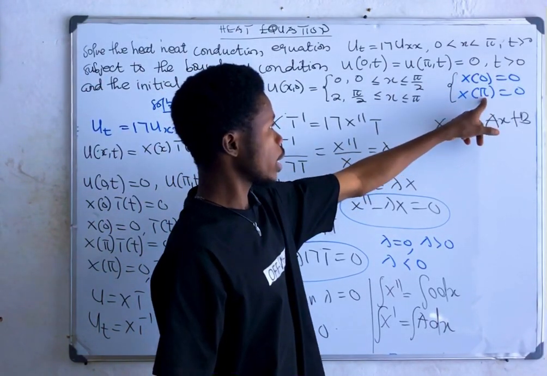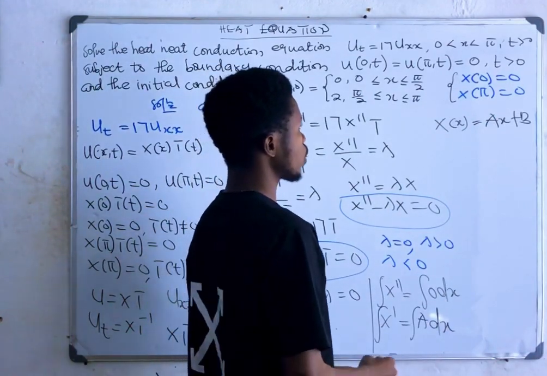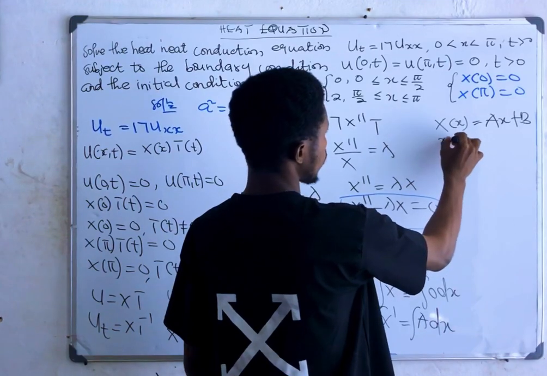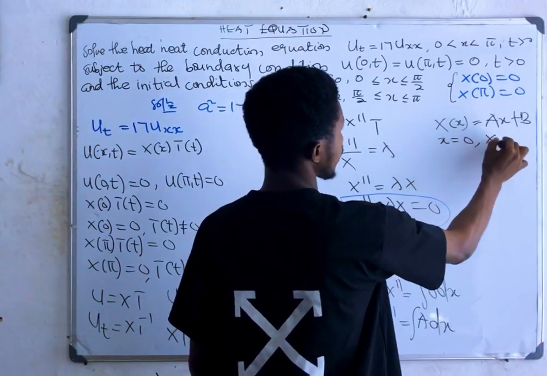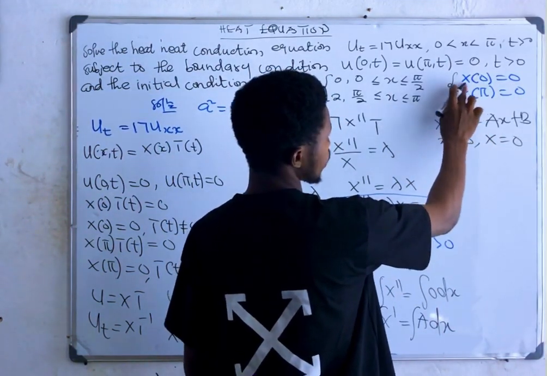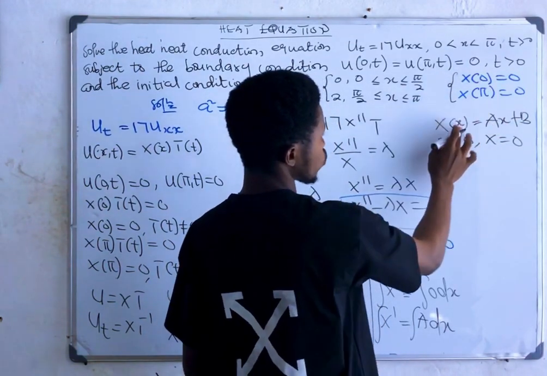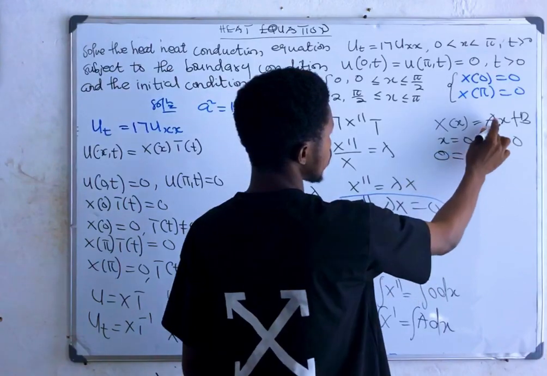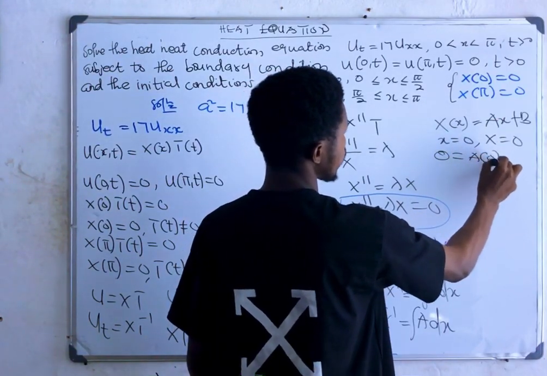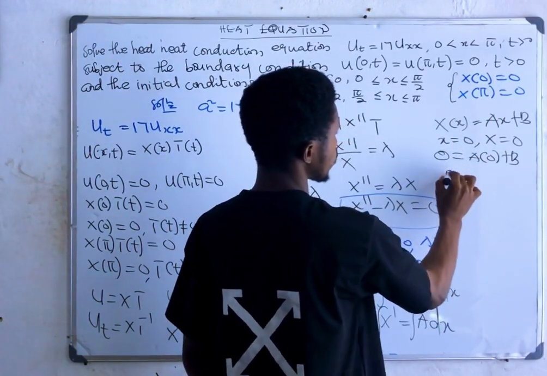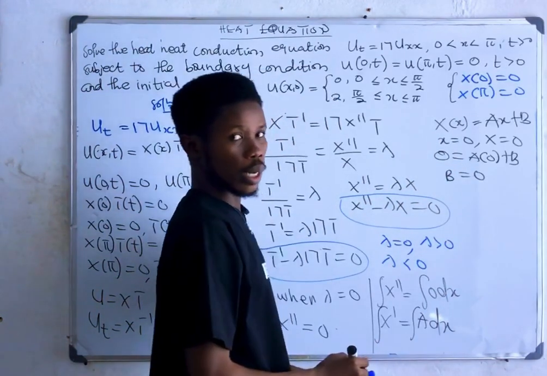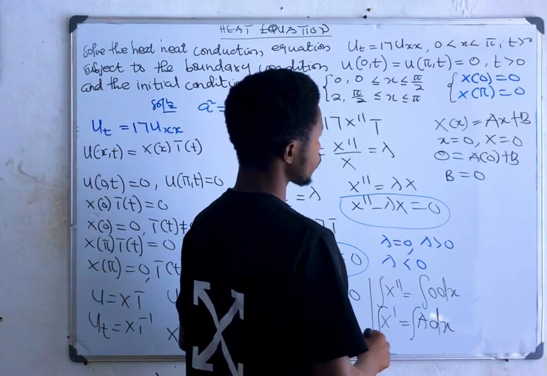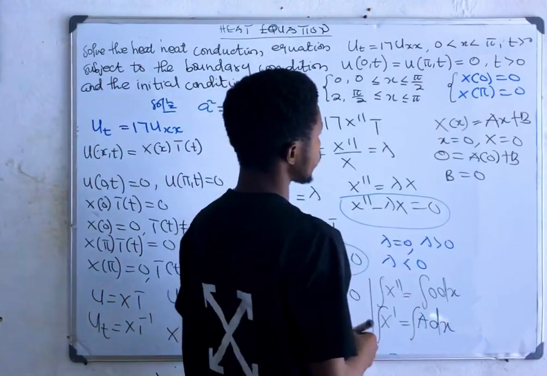The conditions are X of 0 and X of pi. Now, for X of 0, let's use when small x equals 0. Then capital X will also be equal to 0, this capital X is this, and this 0 here is a small x. So wherever I see capital X, I'll put 0 there, equals a multiplied by 0 plus b. This tells you that my b is what? 0. Is that okay?